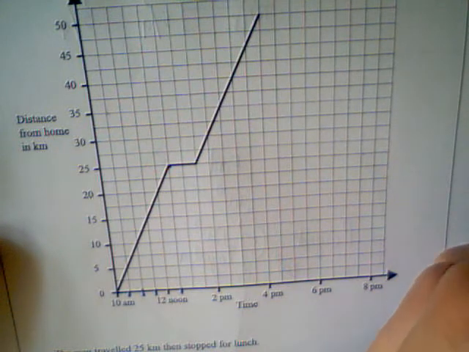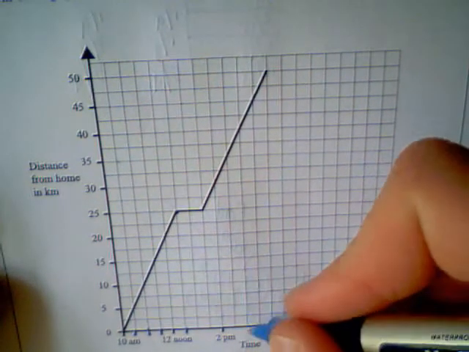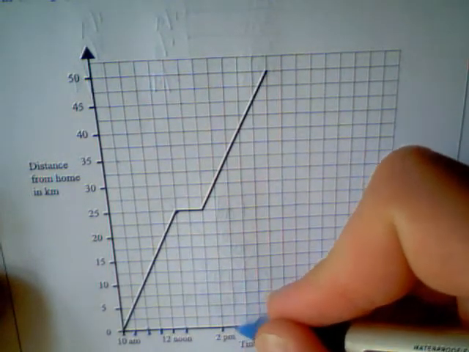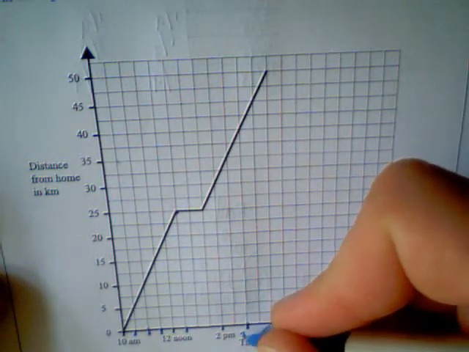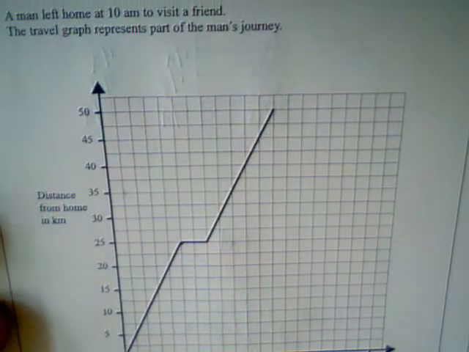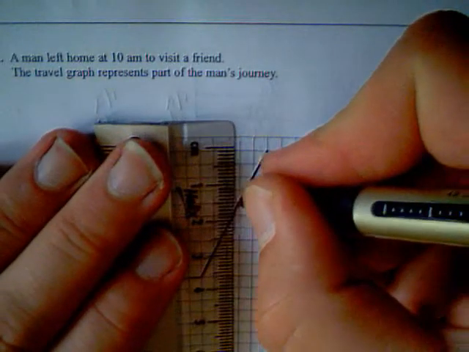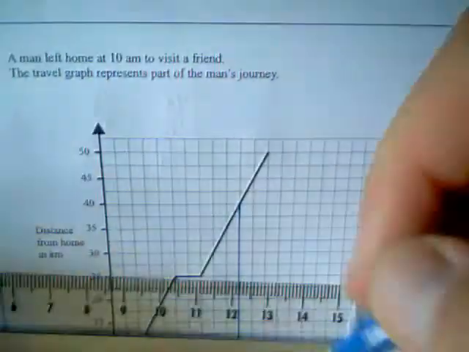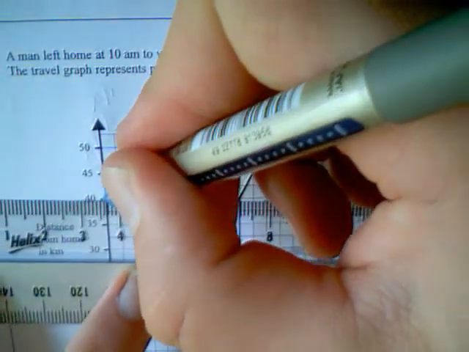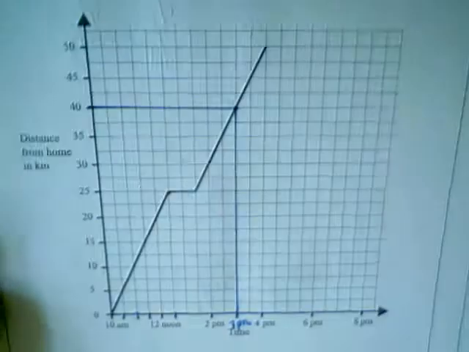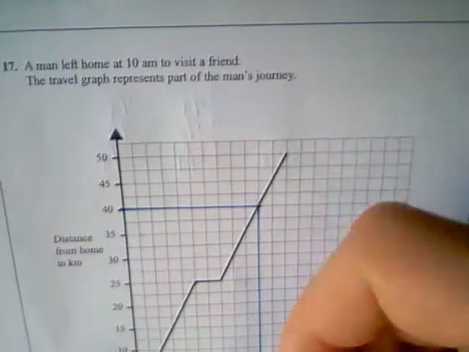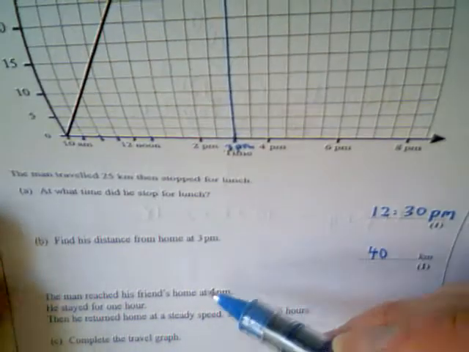Find his distance from home at 3 p.m. So remember, each of these things represents half an hour. So this is going to be 3 p.m. So all we do is we draw a line up here, and then a line across, and we see that the distance from his home is going to be 40 kilometers. Just read up and across.